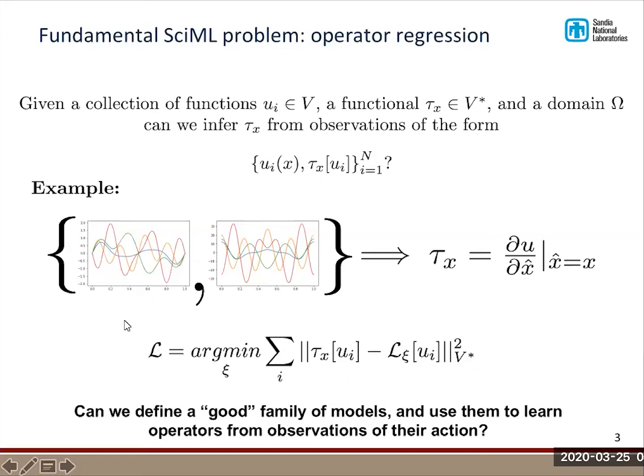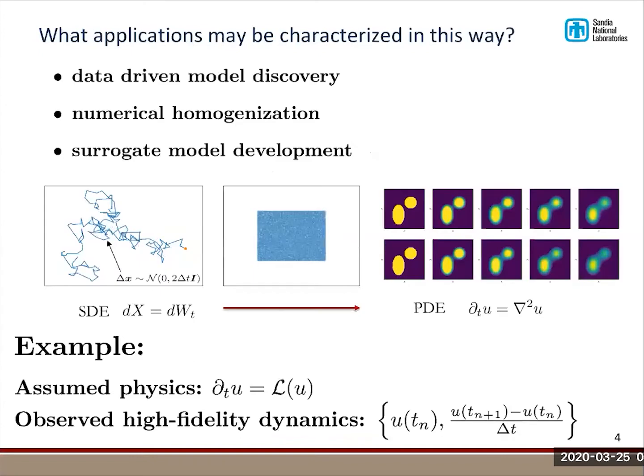The way that we do this is we set up a regression problem where we come up with some candidate family of models, which we denote with a script L subscript C, and that C denotes some set of parameters. So for a neural network, that might be weights and biases and so on. The whole objective of this framework is, can we come up with a good family of models and then use them to learn operators from observation of their action?